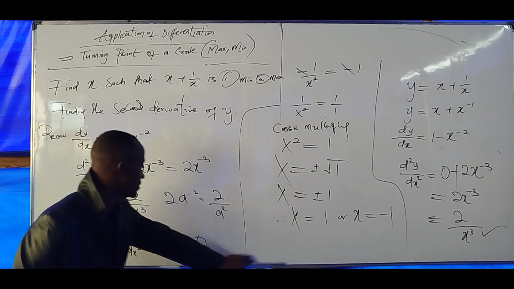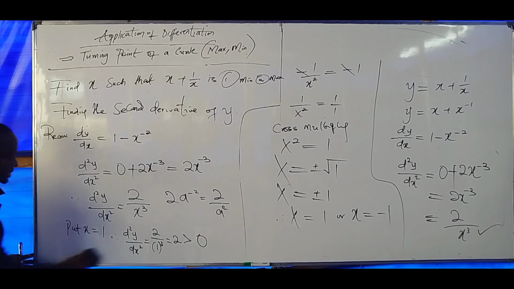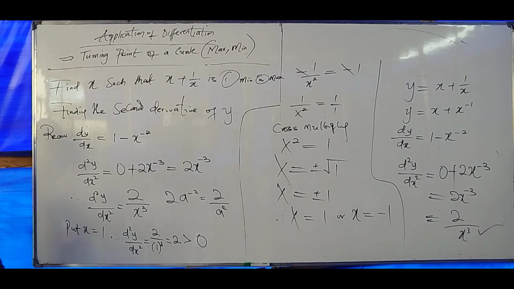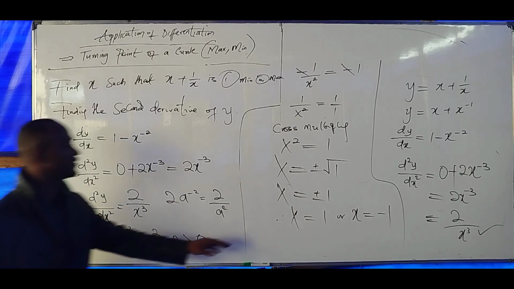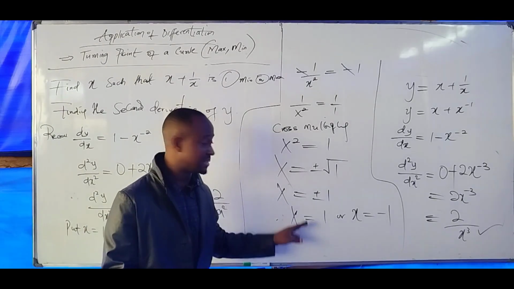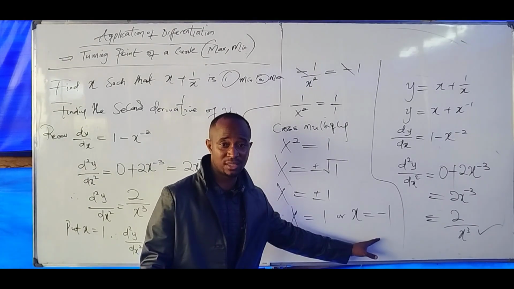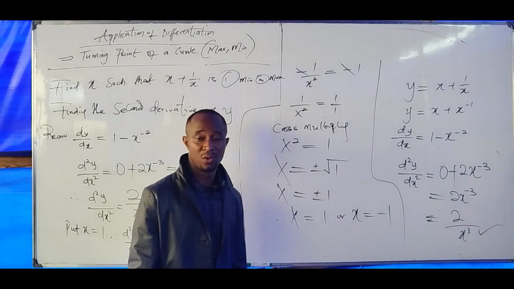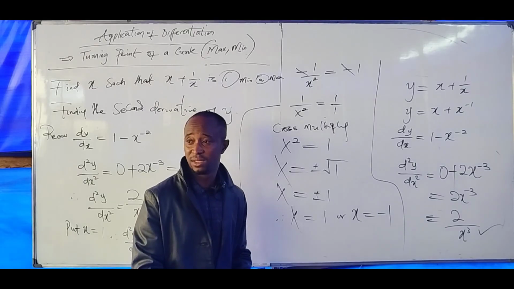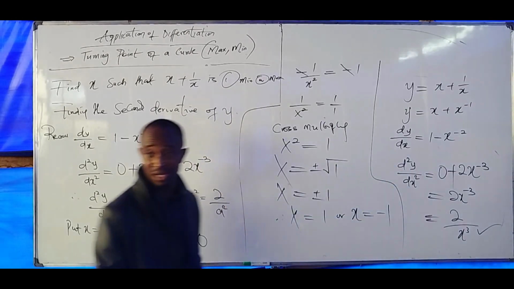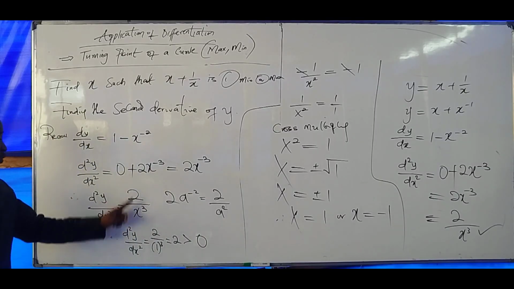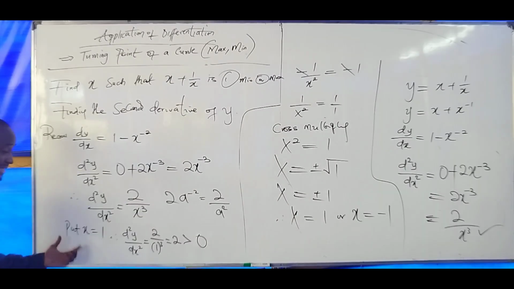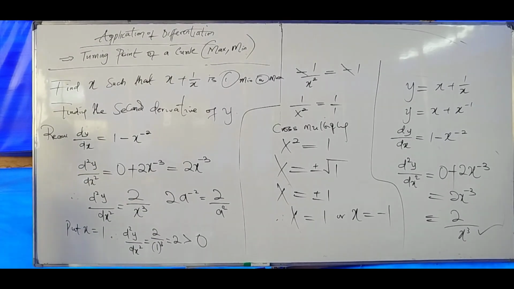Yes. Why is it 1, right? Or is it 2 again? Listen now, pay attention. We have the value of x, which is x equals 1 or minus 1. We want to know which of them is minimum or maximum. What do you do? Differentiate the second one, and that will give us 2 over x cubed. We are not testing for the value of x. Is it what we are doing here?